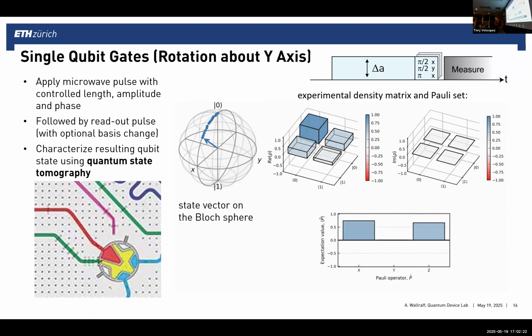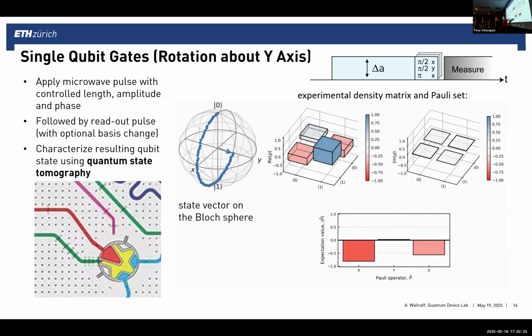Or alternatively, since these three representations have an equivalent information content, you can look at the real and imaginary part of the density matrix, or you could also represent that same state vector as the expectation values of the Pauli X, Y, and Z operators, which are just the expectation values of the Pauli sigma Z, sigma X, and sigma Y operators.